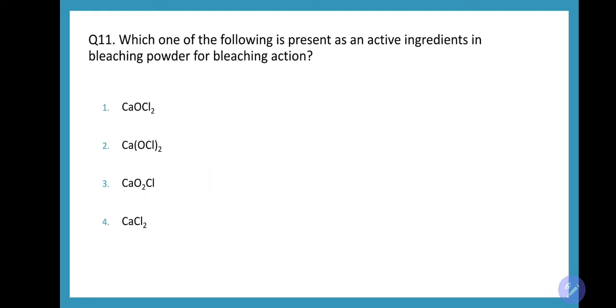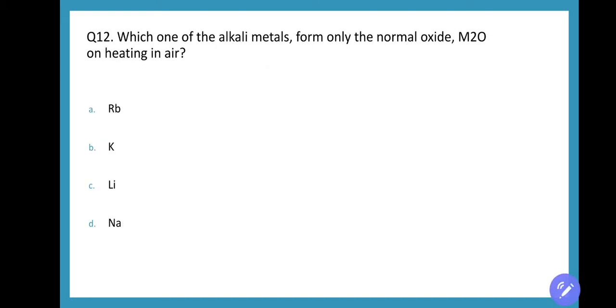Now next question: which one of the following is present as an active ingredient in bleaching powder for bleaching action? The active ingredient in bleaching powder for bleaching action is given by the formula CaOCl2. So the answer is CaOCl2. Clear? Now let us see the next question.